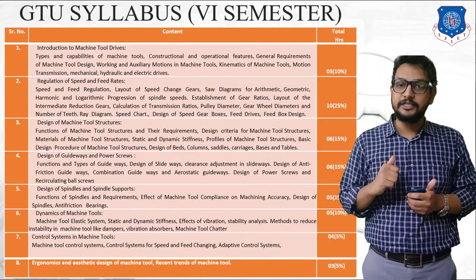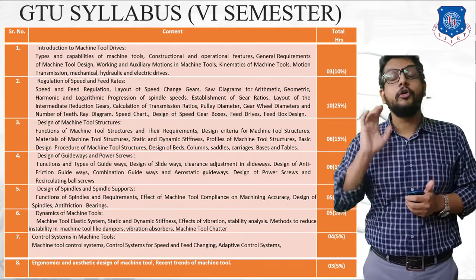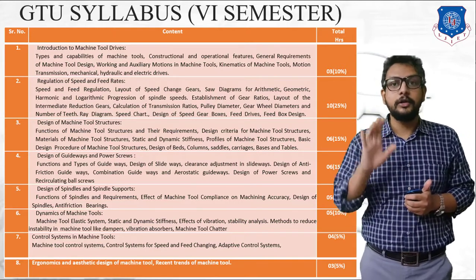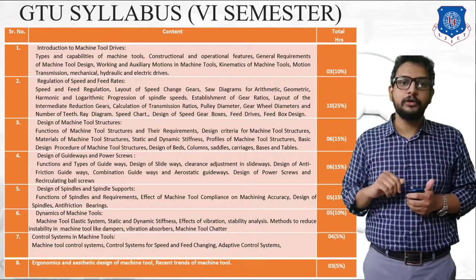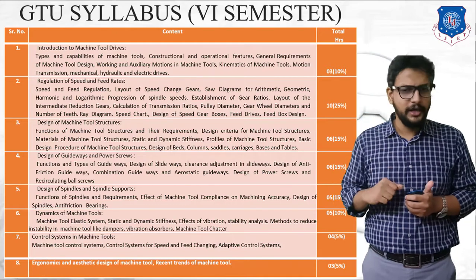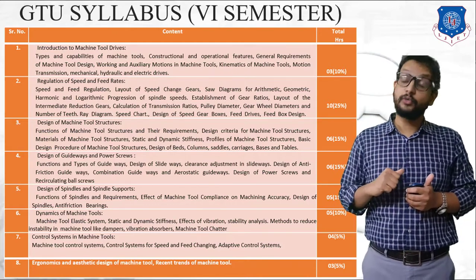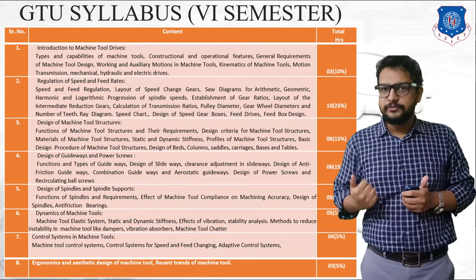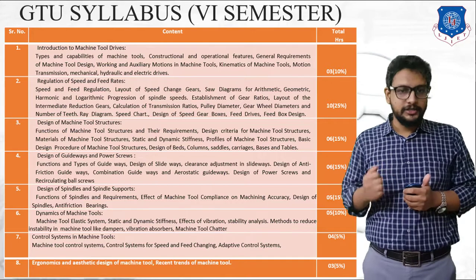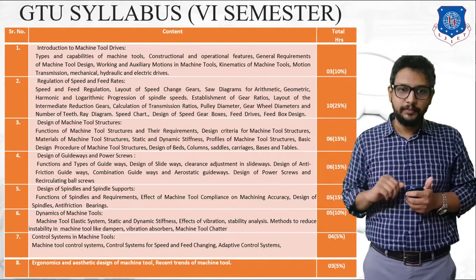In simple words, we should not provide jerk or vibration to our remaining components. So this will be included in our design of guideways. And power screw, you all know that the function of a power screw is to convert rotary motion into translatory motion. The simple example is that it is used for lifting cars. So the overall weightage of this chapter number 4 is 15%.